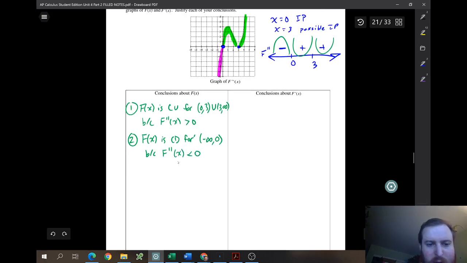And so now for inflection points, if we remember, we only get inflection points where it changes. So f of x has an inflection point at x equals 0, because f double prime of x changes signs.